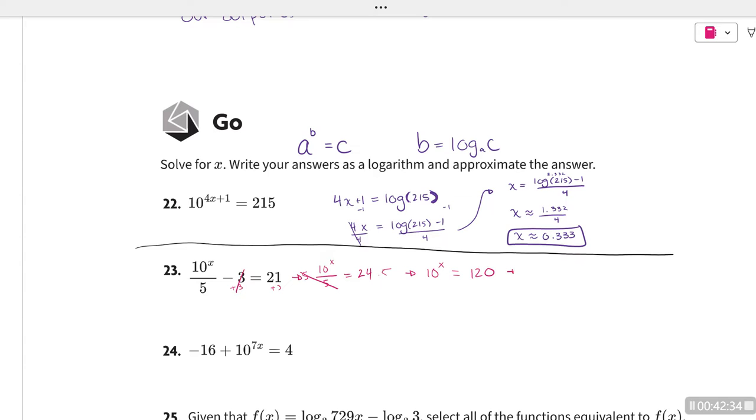Okay, so now putting it in log form, I get x equals log base 10, if I want to write it. I didn't write it the last one, so I'll write it this time, of 120. So that's what I can type into my calculator. I know that log of 100 is 2. So this is going to be something slightly over 2. And it is. It is 2.079. Let's go to 3 decimal places.